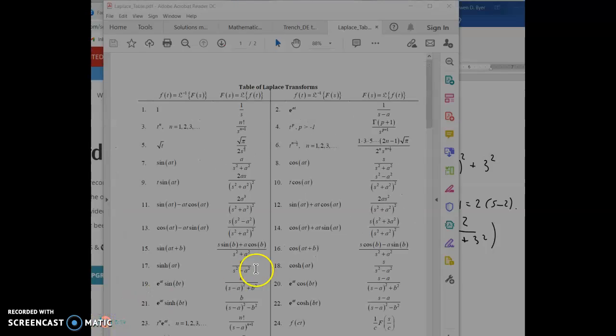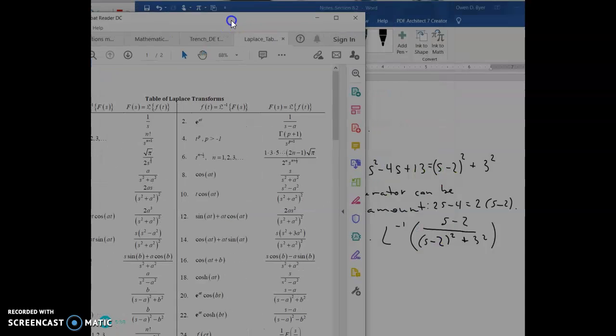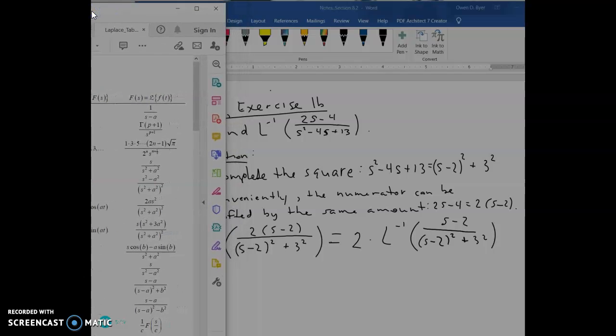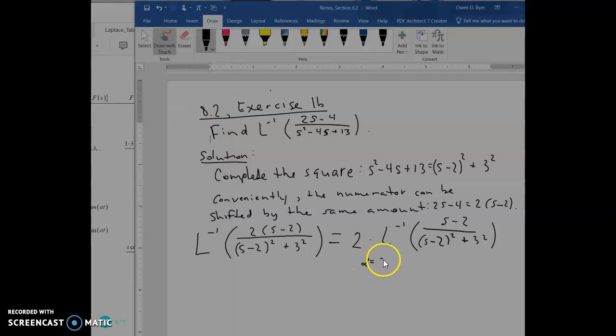Hopefully you found it as number 8, the cosine of at, where s has just been replaced by s minus 2 in our example. So alpha equals 2. I've been using alpha for our shift to distinguish it from the a, which appears as coefficients in this table. Unfortunately, our book uses a for both of them.